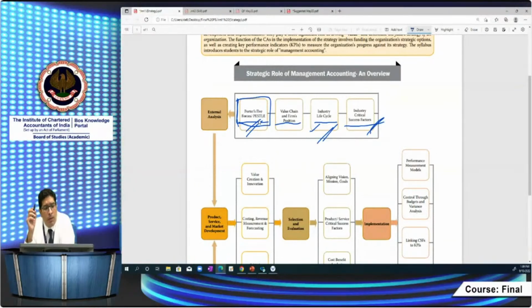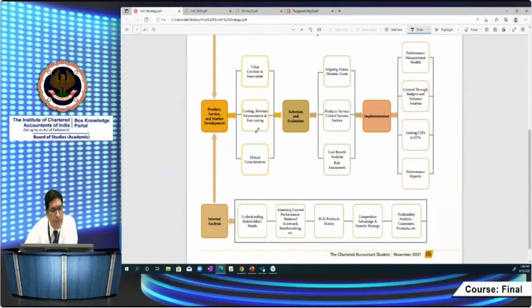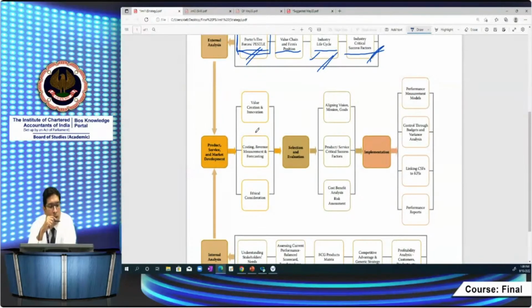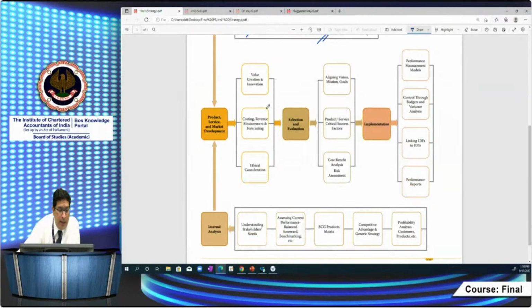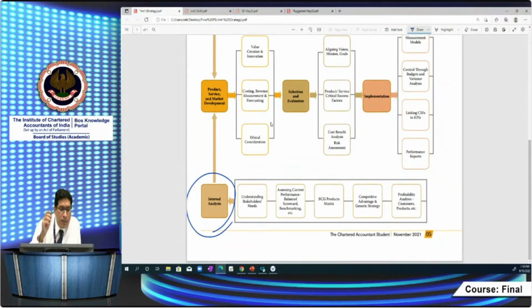तो कभी भी हमें डिसीजन मेकिंग करना है, whenever we want to do decision making, we have to do external analysis, and whenever we need to do external analysis, we have to carefully consider PESTEL value analysis, industry life cycle, as well as industry critical success factors. Next, internal analysis. That was external analysis. Now internal analysis.